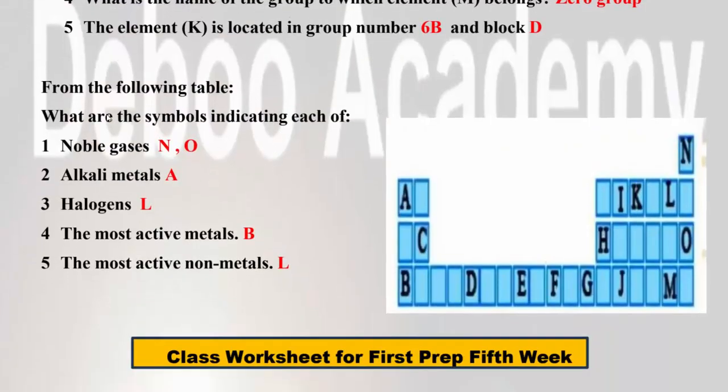From the following table, what are the symbols indicating each of the following? Noble gases are N and O. Alkali metals are A and B, this one below A is B. Halogens are L and M. The most active metal is the last of group 1A, B, the largest atom. The most active non-metal is L, above the halogens.